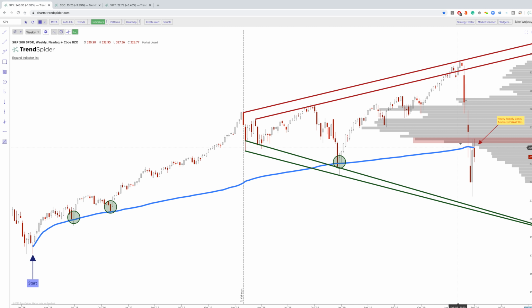These people who initially were holding an unrealized loss break even, they get out of the trade, they add supply to the market, and you get your wicks like you've had the last 2 weeks. So that's what I wanted to mention on SPY.